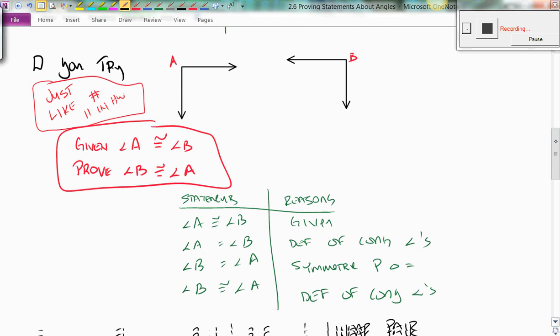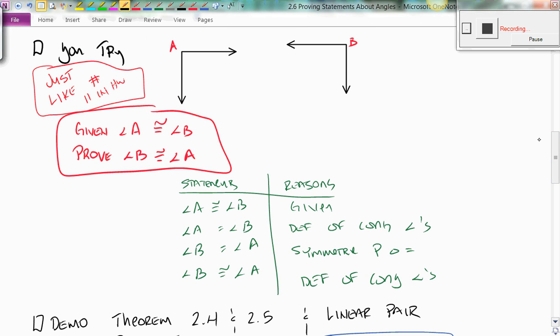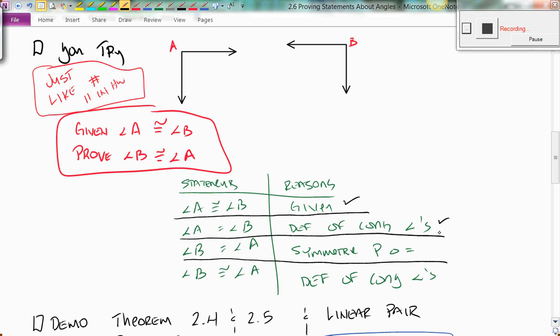Then everybody did a Try It. The Try It was, given that angle A is congruent to angle B, can you prove that angle B is congruent to angle A? So first we said angle A is congruent to angle B, given. That means angle A is equal to angle B, the definition of congruent angles. Therefore, angle B is equal to angle A, that's the symmetric property of equality. And then we can get to the spot where we need to be: angle B is congruent to angle A, definition of congruent angles.